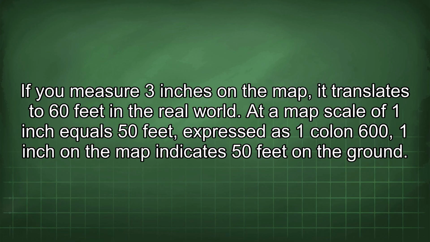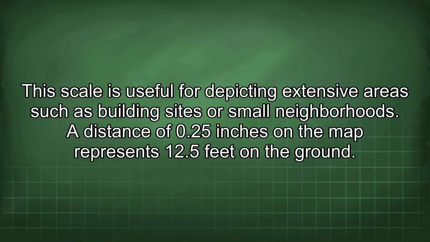The map scale of 1 inch equals 50 feet, expressed as 1:600. 1 inch on the map indicates 50 feet on the ground. This scale is useful for depicting extensive areas such as building sites or small neighborhoods. A distance of 0.25 inches on the map represents 12.5 feet on the ground.